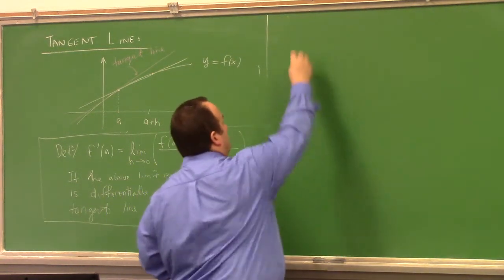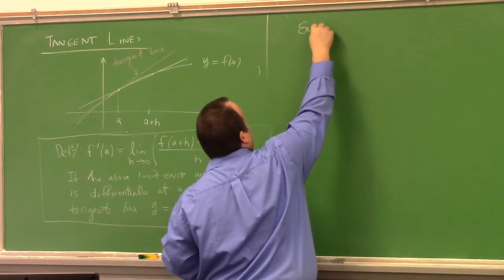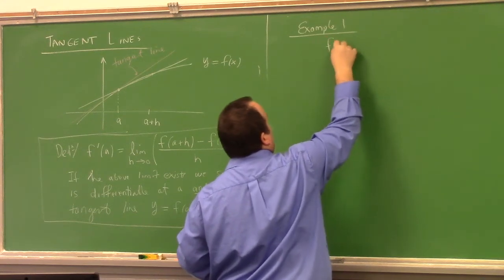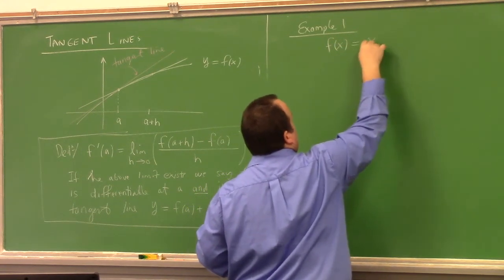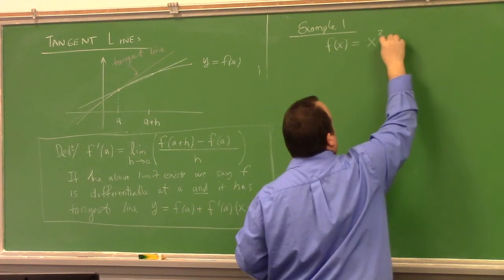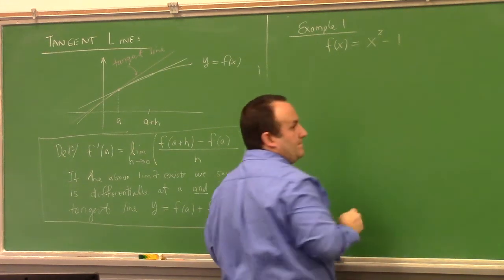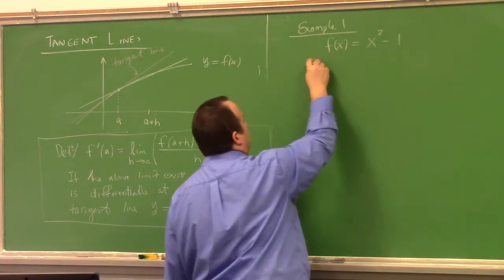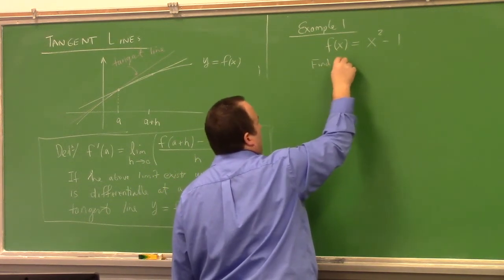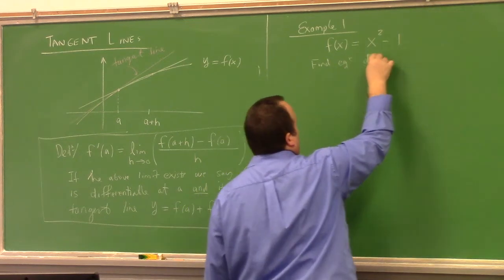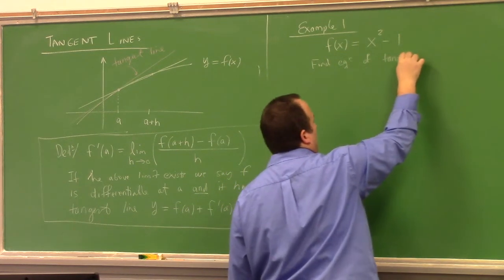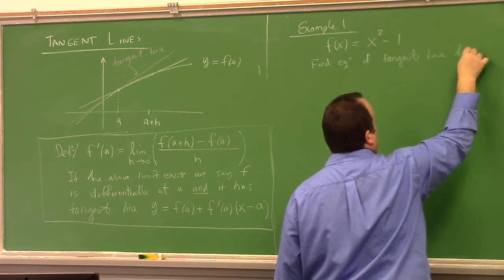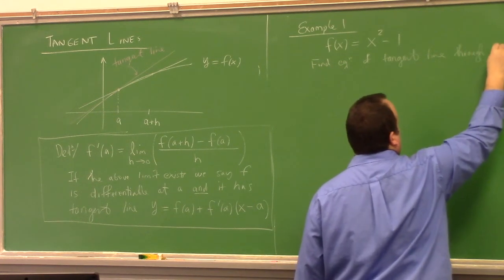So example 1. Let's look at f of x equal to x squared minus 1. And I want to find the equation of the tangent line through (1, 0).